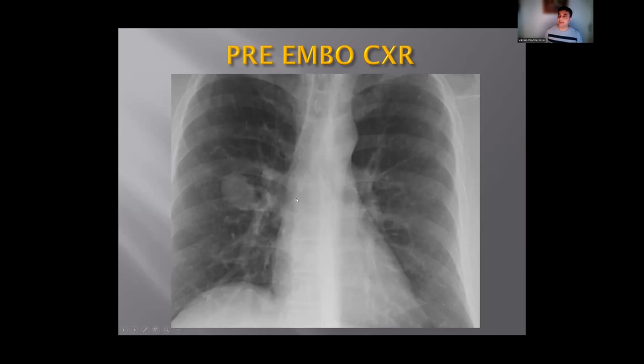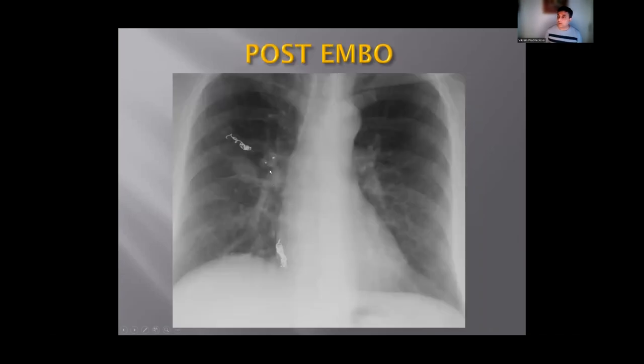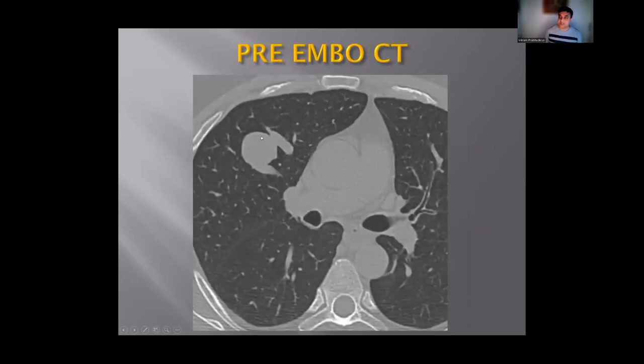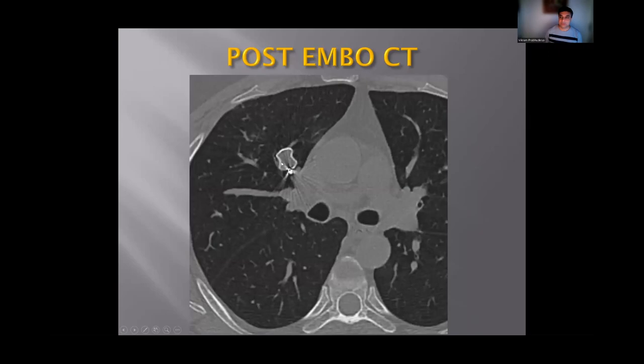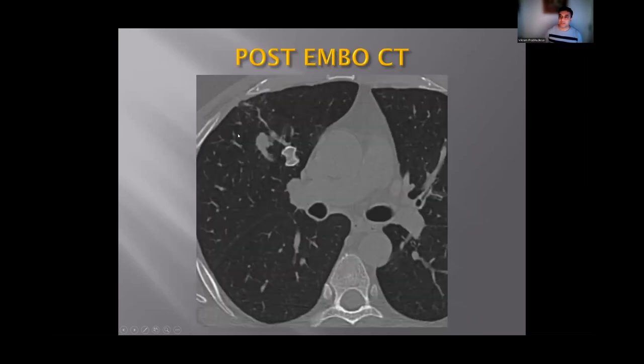Once patients have had the embolization done, this is what the material would look like. The AVM is still visible. Over time, it gradually gets smaller. So on a CT scan, AVM in the right lung, after we embolized it, it pretty much disappears. It gets smaller.